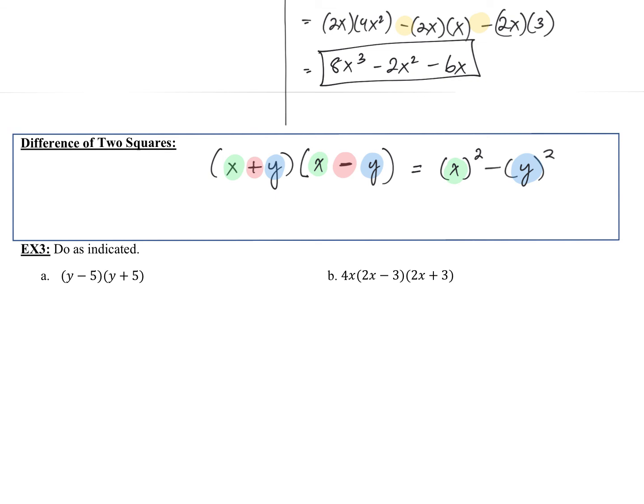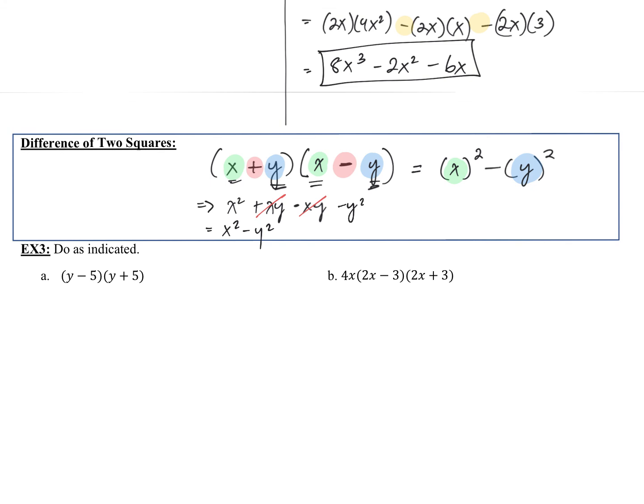If I was to do FOIL, this is my little proof here, I would be multiplying the first two together, so that'll be x squared. And then first outside, so x times y. Inside, y times x, so we get negative xy. And then last, I have negative y times y, so that would be negative y squared, excuse me. And then when I simplify, you'll notice that the inside terms are going to cancel because one's a positive version and the other one is a negative version. These two cancel out, and we're only left with x squared minus y squared.